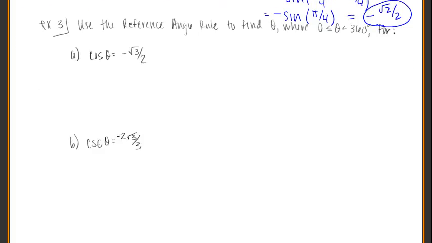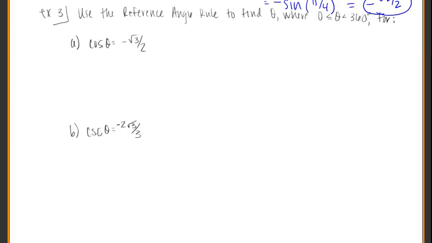All right, so let's go on. We're going to use the reference angle rule to find theta, this time in degrees, for the following values. So to get started, the first thing we want to look at is that, for sure, cosine has to deal with x values.